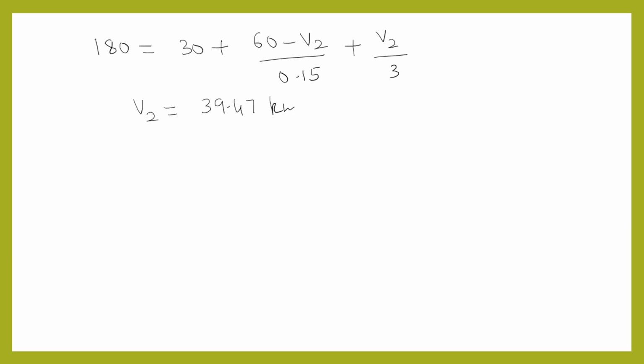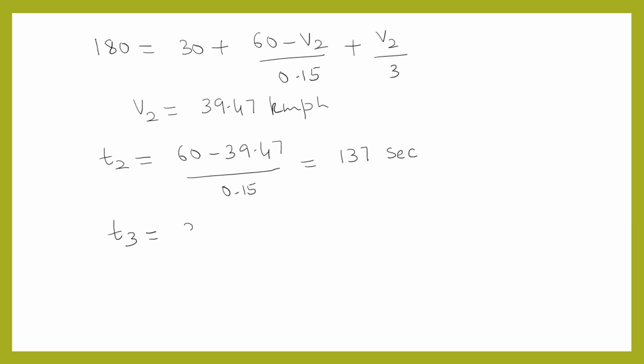39.47 km per hour. Therefore, the time for coasting period T2 is 60 minus 39.47 by 0.15, that is around 137 seconds. And the time for braking period T3 is 39.47 by 3, that is around 13 seconds.